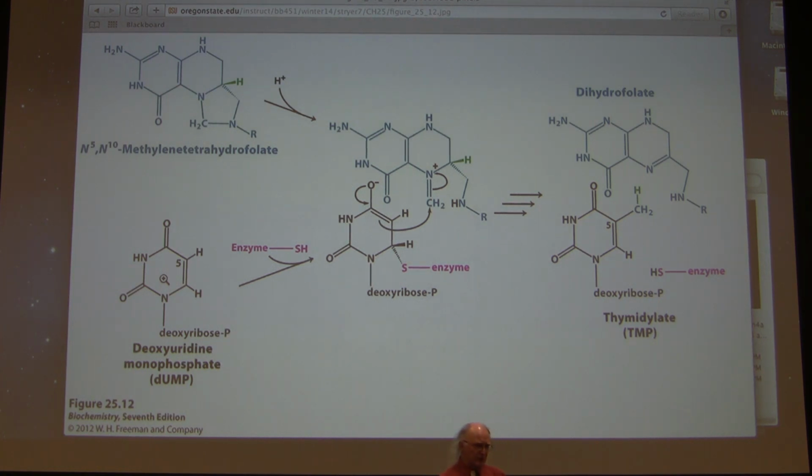Now, I'm going to review what we've just done. All right? We started with UDP. We converted UDP to DUDP by what enzyme? RNR. We converted DUDP to DUTP by NDPK. We converted DUTP to DUMP by, I'm sorry, DUTPase. We converted DUMP to DTMP by thymidylate synthase. Once we've got the monophosphate, we're going to have a DTMP monokinase, which is going to give us DTDP. And what's going to make the triphosphate? NDPK again, right? We finally have DTTP. Now, that's a convoluted pathway. That's a very convoluted pathway.